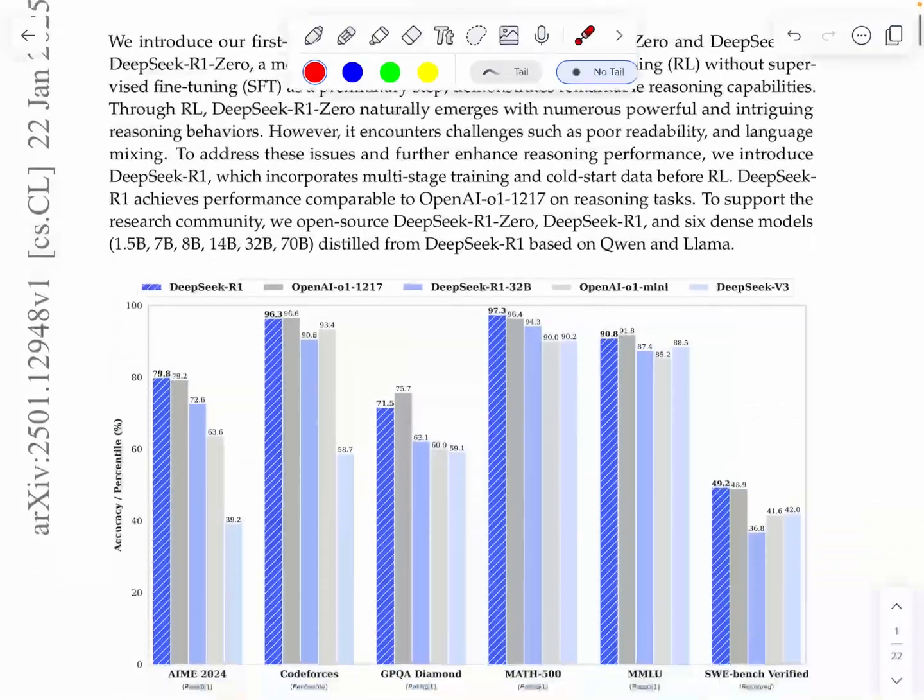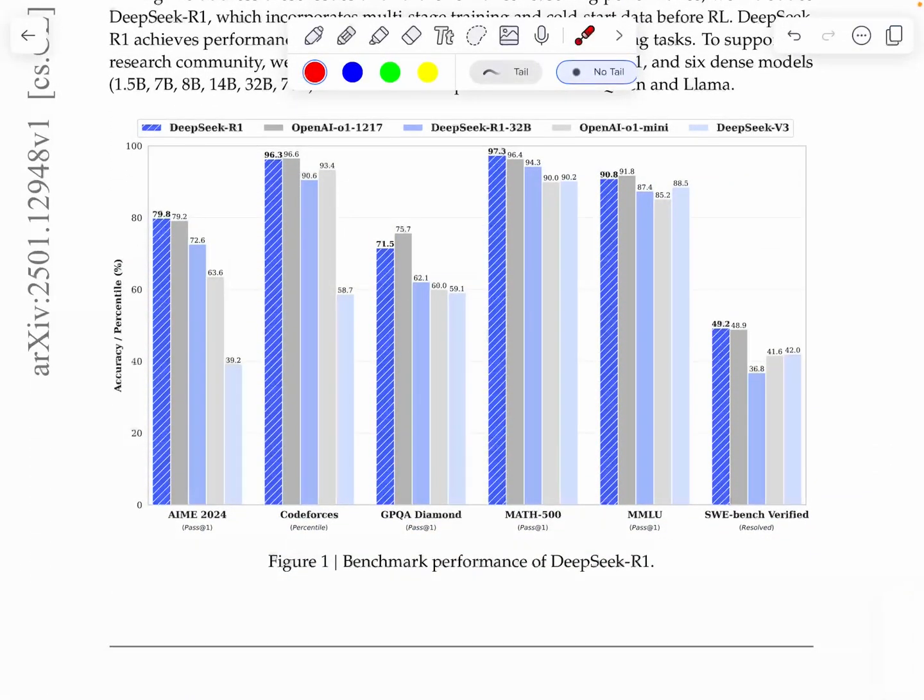We can see from the first page of this paper that the R1 version outperforms a lot of other models, including the OpenAI O1 and the mini version, right? In some of those tasks, especially the reasoning problems, including coding or math problems, it has very competitive performance compared with the O1 models.